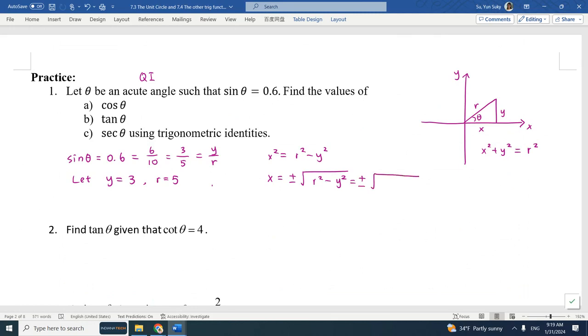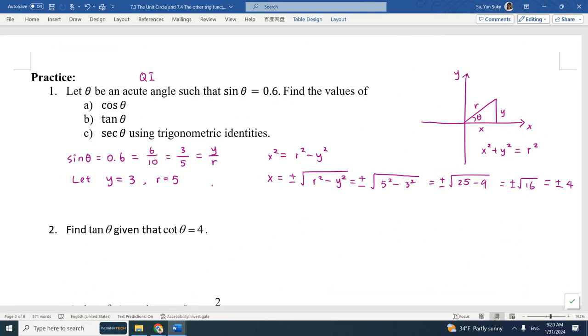What is r? 5. So we have 5 squared minus 3 squared. What is 5 squared? 25. What is 3 squared? 9. What is 25 minus 9? Yes. What is square root of 16? 4. Yes. So we get x is plus or minus 4.